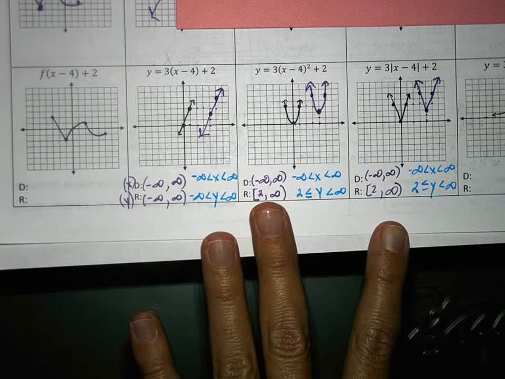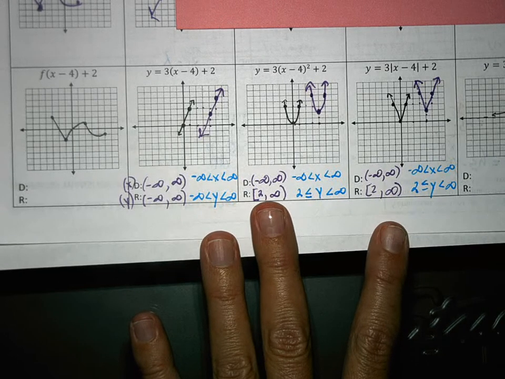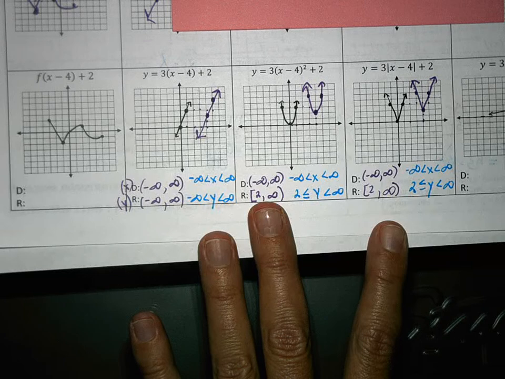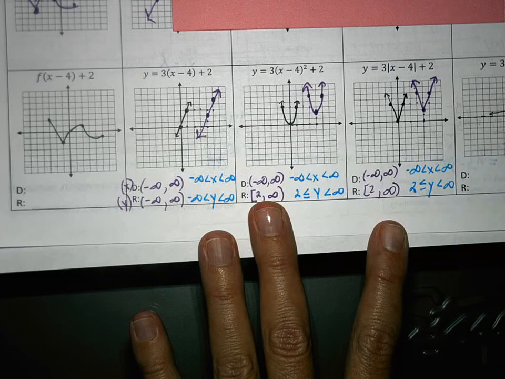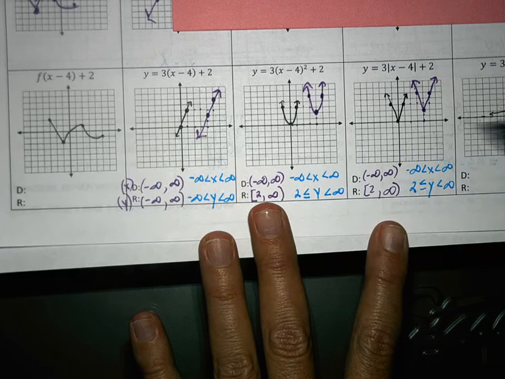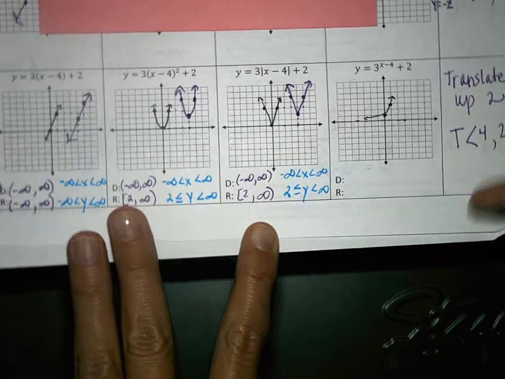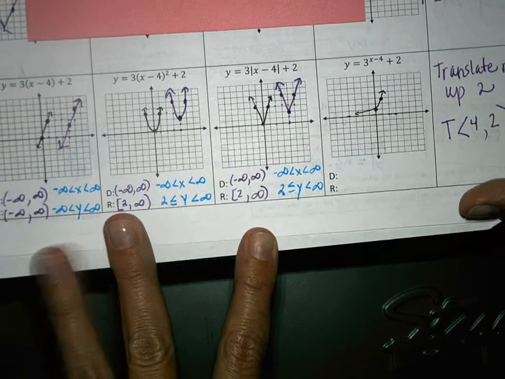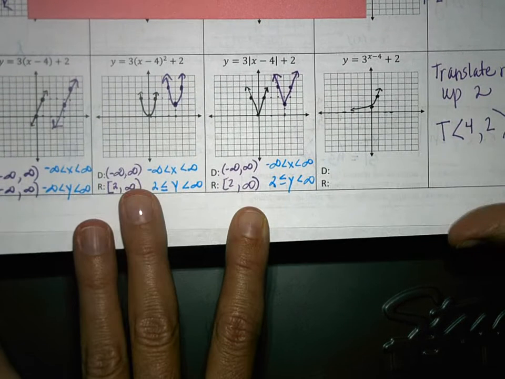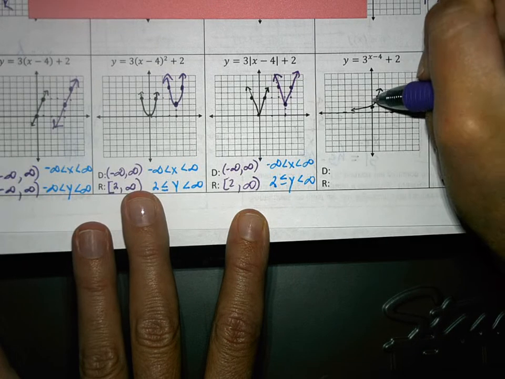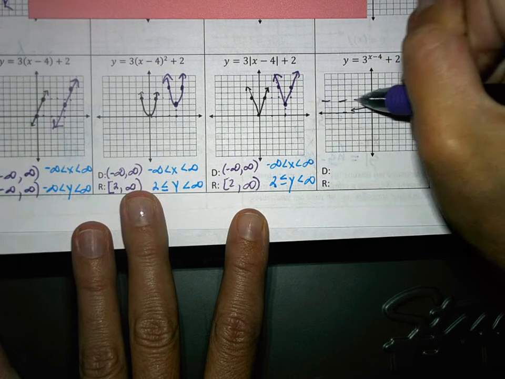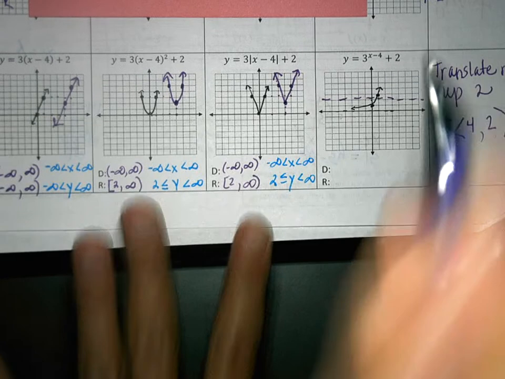Questions? All right, we're going to go ahead and translate this one as well. What am I going to do with my asymptote though? Good. Move my asymptote up 2. So I'm going to let you guys finish this one on your own and translate your graph and write your domain and range.